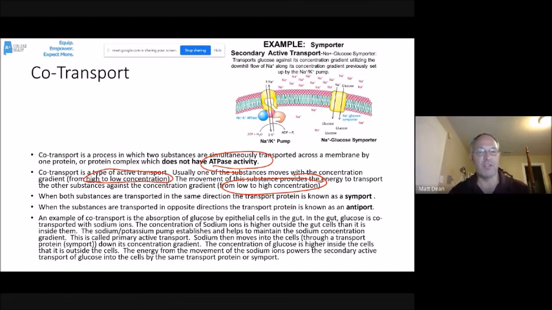So an example of this is the absorption of glucose by cells, the epithelial cells in the gut, essentially in the small intestine. In that case, glucose is co-transported with sodium ions. The concentration of sodium ions is higher outside the gut cells than it is inside. We can see that out here. Lots of sodium on the outside, not so much on the inside.